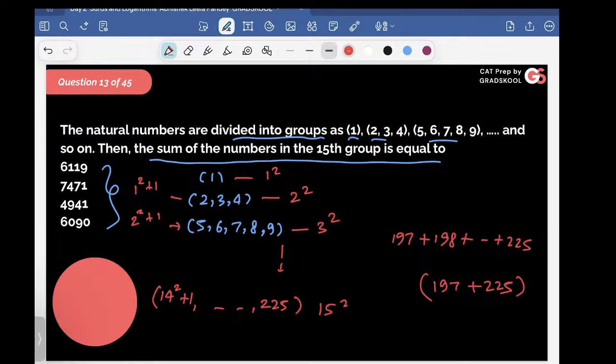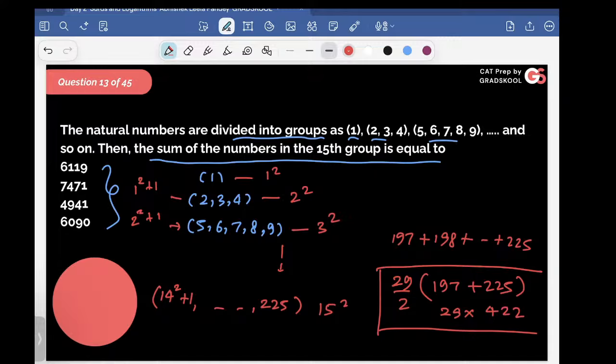How many terms do we have here? 29 terms. We can find this out. Is that clear? So 29 into सम कितना हो जाएगा इसका? 423. हाँ, all right. Upon 2 भी है इसके आगे. 29 multiplied by 211.